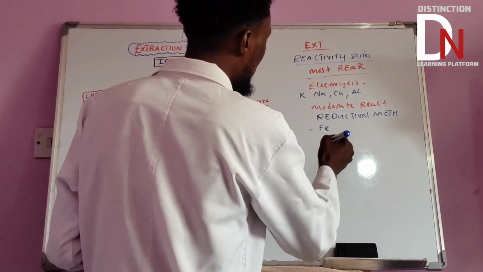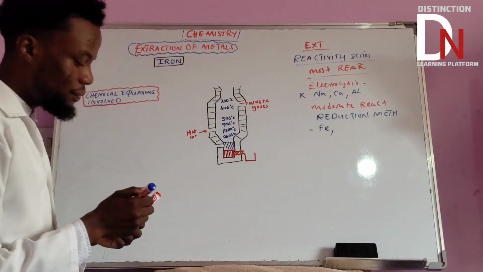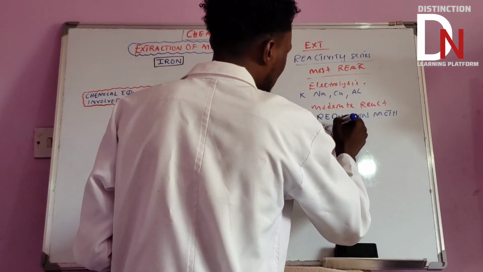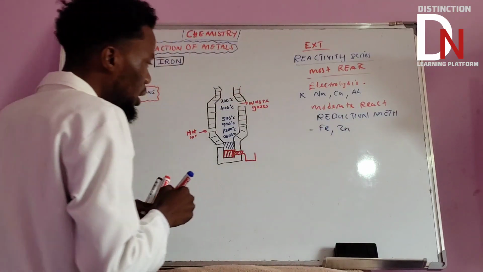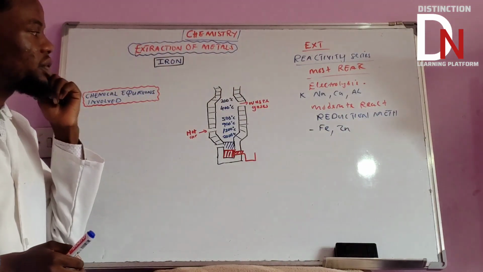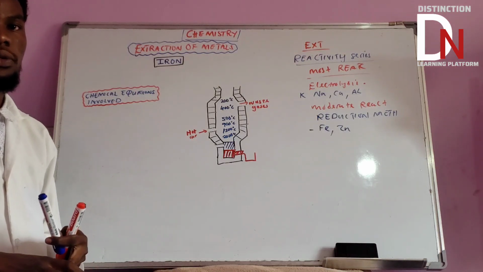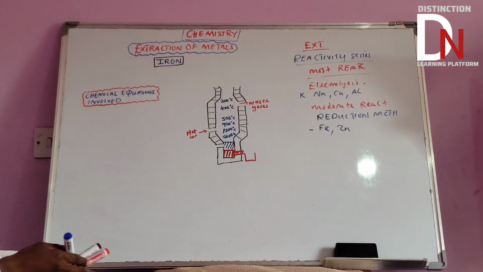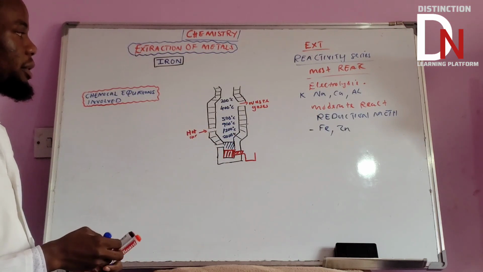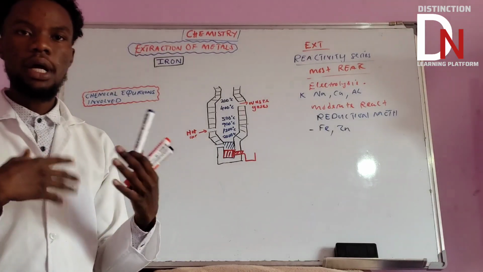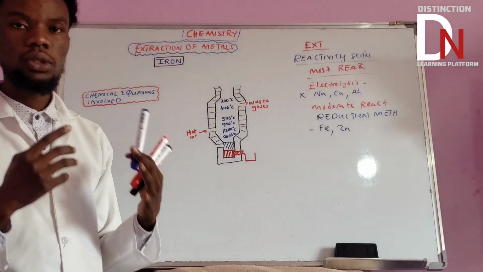Apart from that, what other metals can you extract using the reduction method? Metals like zinc. Zinc can also be extracted using the reduction method. Lead too, all those metals can be extracted using the reduction method. So that is just an overview of how you can extract metals. It will depend on the reactivity series.